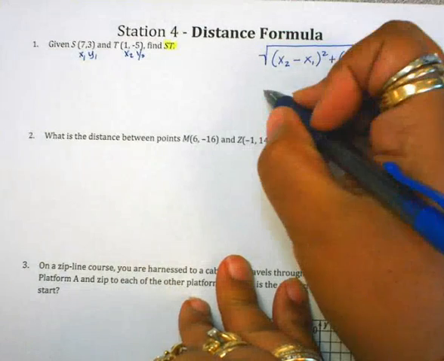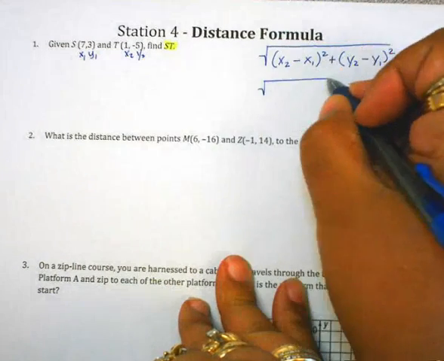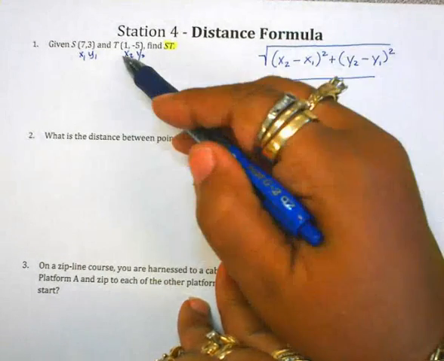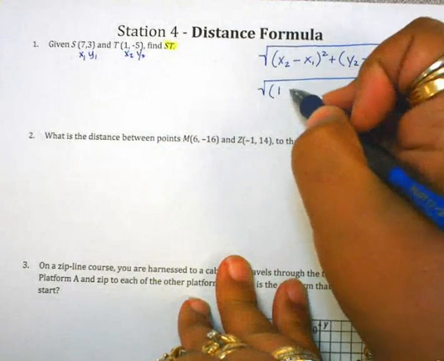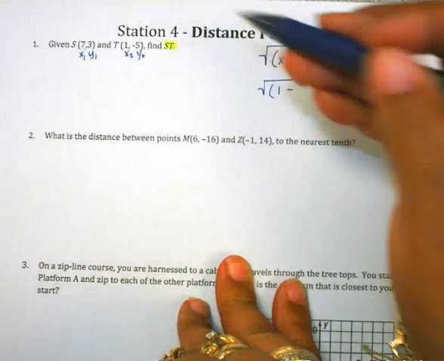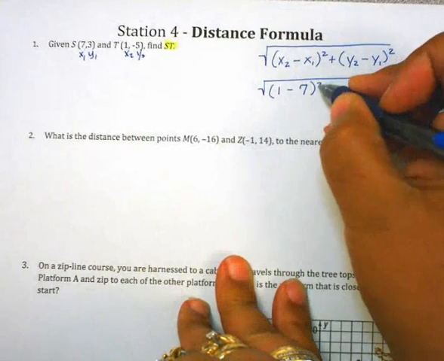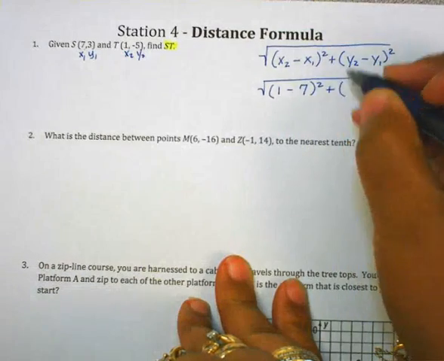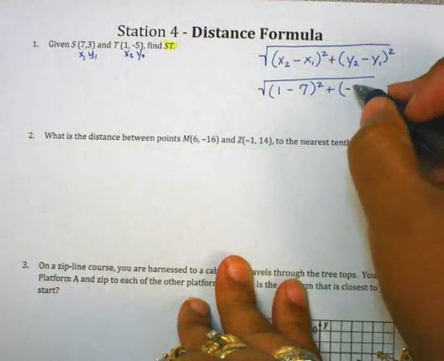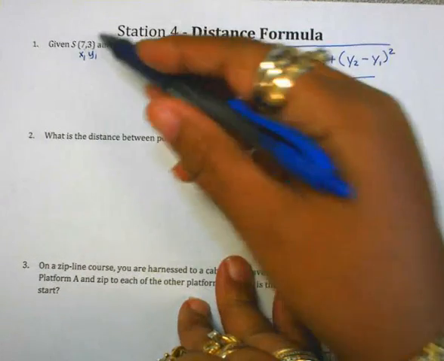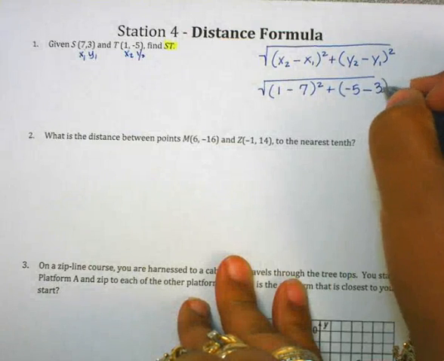My x2 is 1. My x1 over here is 7. I'm going to square that. y2 is -5, and y1 is 3 squared.